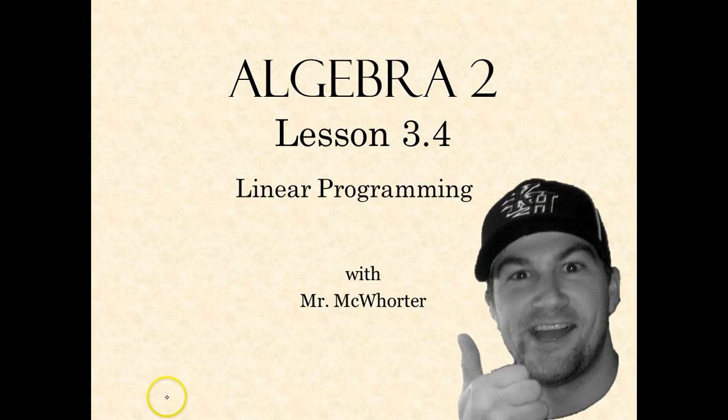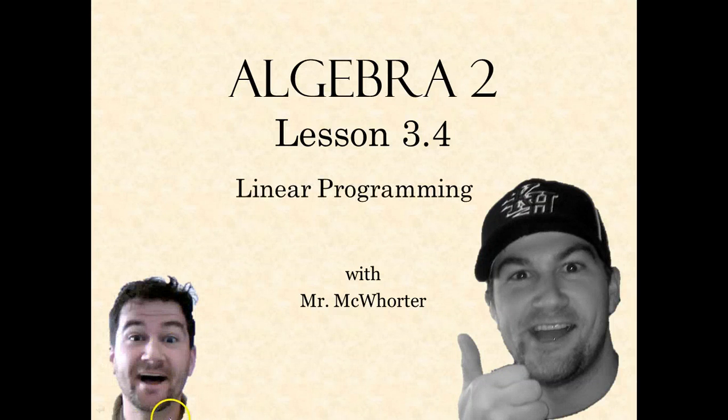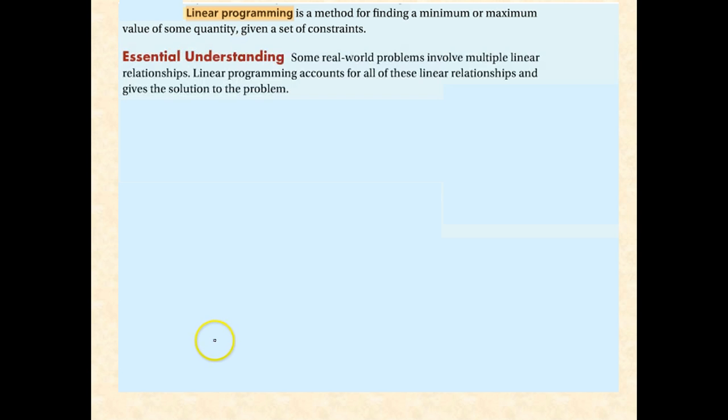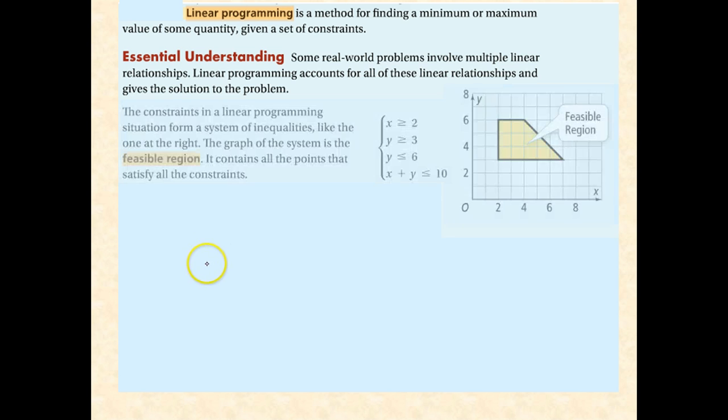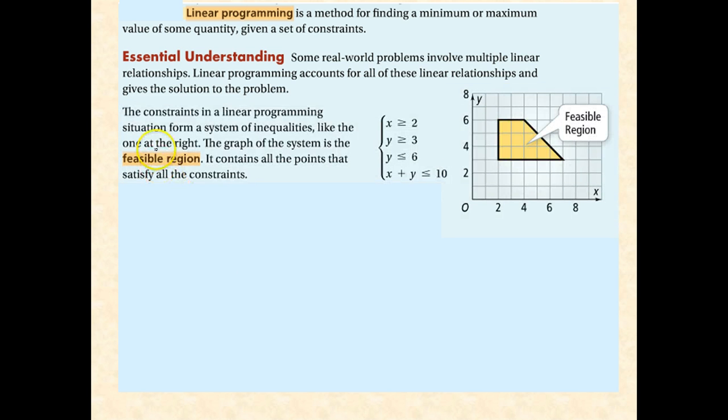Hey, I'm back. Let's talk about linear programming. Not so much about computers. Linear programming is a method for finding the minimum or maximum value of some quantity given a set of constraints. Some real-world problems involve multiple linear relationships, and linear programming helps us figure out the best way to solve those problems.